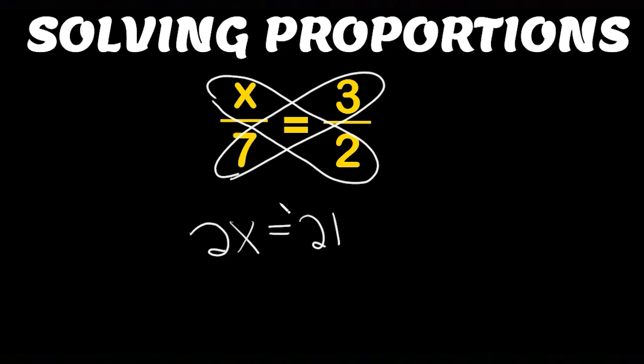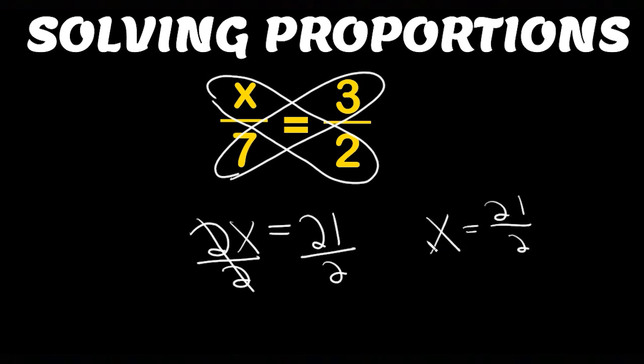So from here, it's a one-step equation. I'm simply going to divide both sides by 2 because that is the opposite operation of multiplication, which I have right here, okay? So if I divide by 2, this will cancel. 21 divided by 2, we're just going to leave it like that, okay? x is equal to 21 over 2. We're going to leave it as an improper fraction, and that's it.